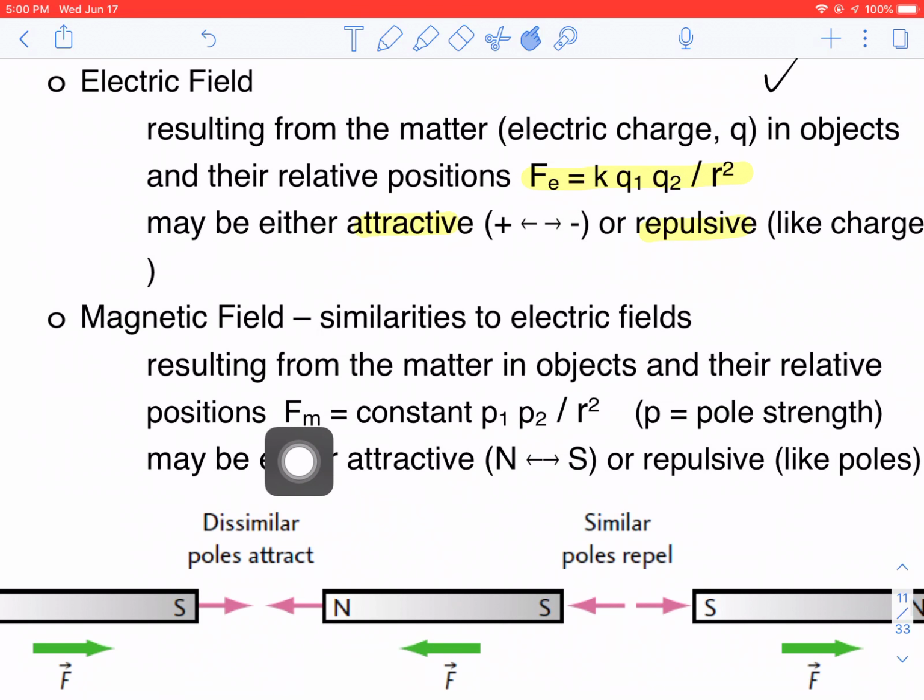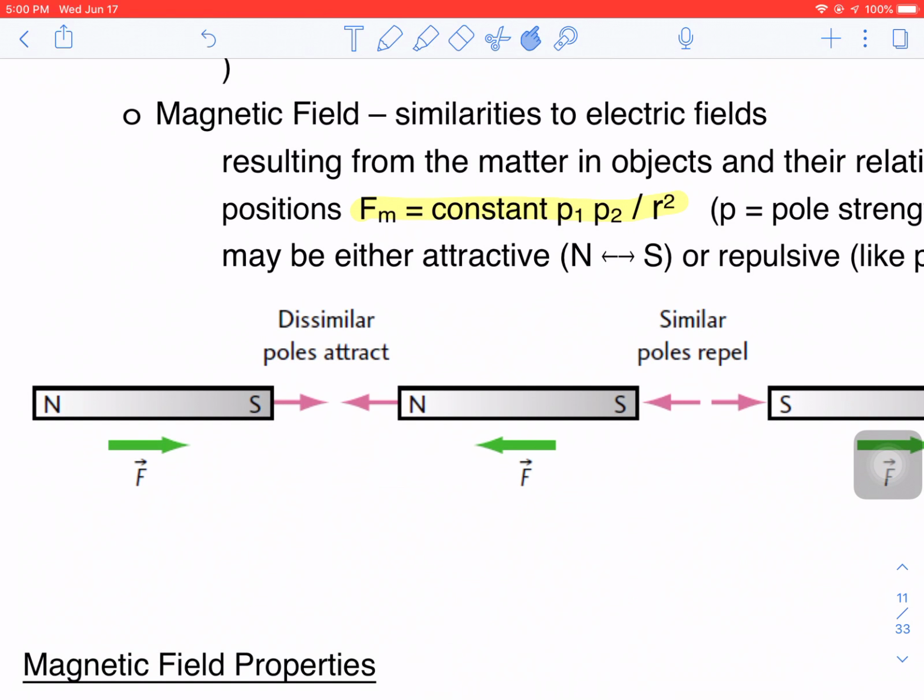The amount of force of attraction or repulsion is going to be equal to some constant, and again, this is a variable, times P1 times P2, where P1 and P2 are the magnitudes of the pole strengths, how strong is the force of repulsion or attraction, and divided by the separation distance squared. So this field idea applies itself to all of these different situations, but they're just based upon different properties of matter.